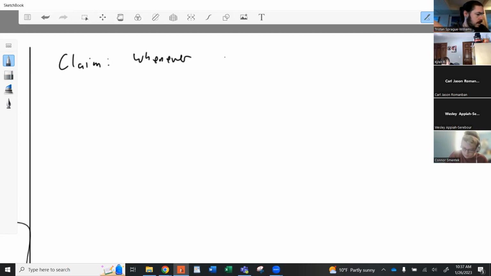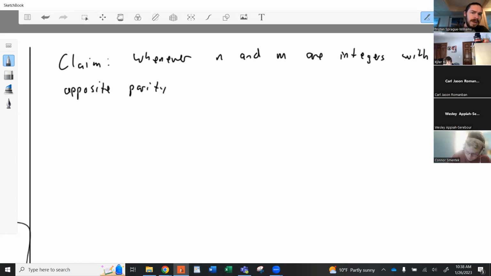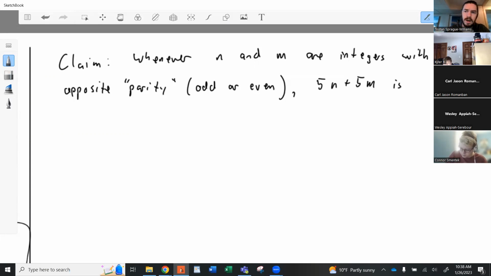Whenever n and m are integers with opposite parity, which parity is the quality of being odd or even. Okay, so basically it means one of them is odd and the other one is even. Whenever n and m are integers with opposite parity, 5n plus 5m is an odd integer. I'm just going to say is odd.